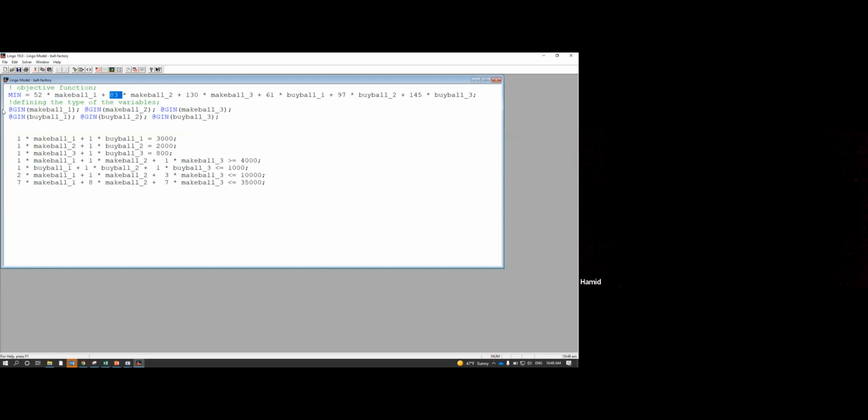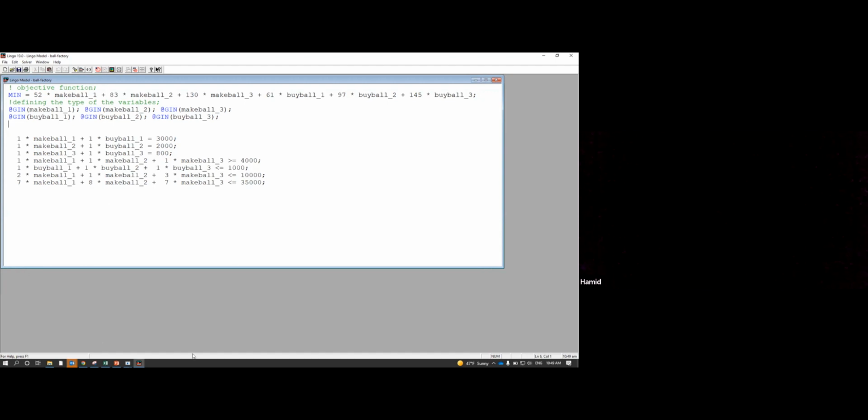This time, I have @GIN, parentheses. It just means these are integer values. It's the way that in Lingo you say a variable should be an integer. It doesn't make sense if you have, let's say, 2.5 balls bought from outside, or you produce 3.3 balls. So here GIN stands for general integer value, and it forces Lingo to consider them as integer values.